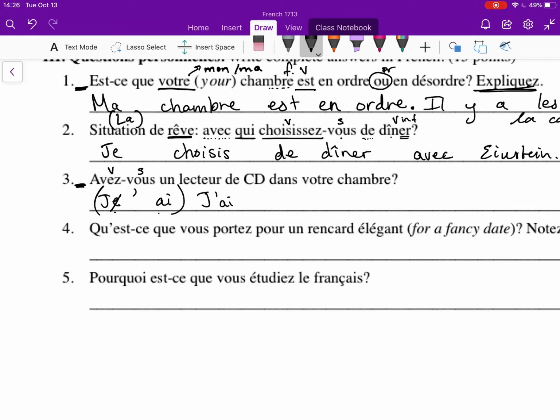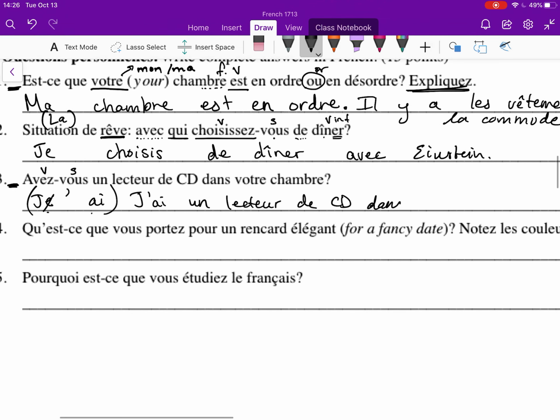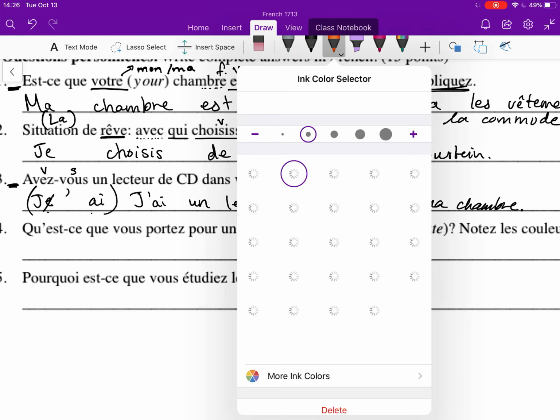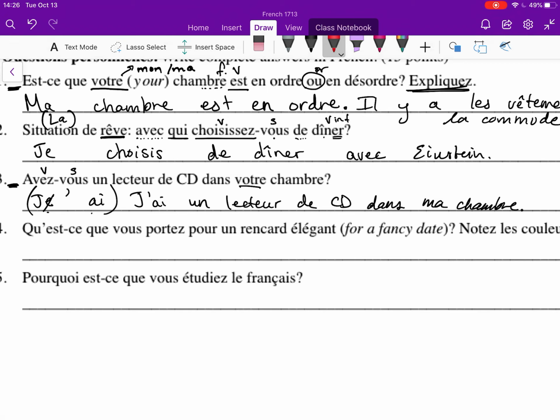This whole thing then really truly looks like J'ai un lecteur de CD. Just copy, paste it down. If you do have a CD player, un lecteur de CD, and you can insert dans ma chambre, once again, or dans la chambre. If you don't have one, you'd answer with, of course, non. So instead of having oui or no here, you change it, right?